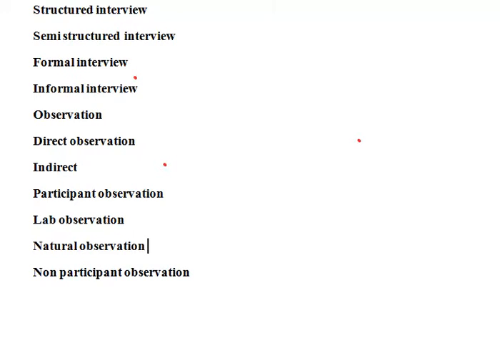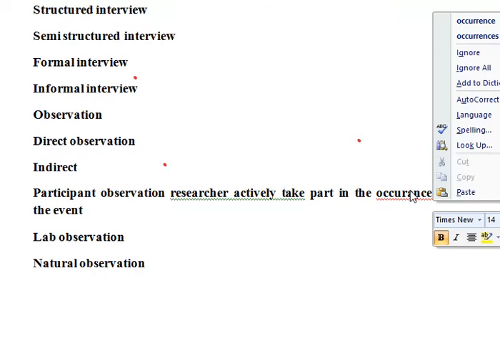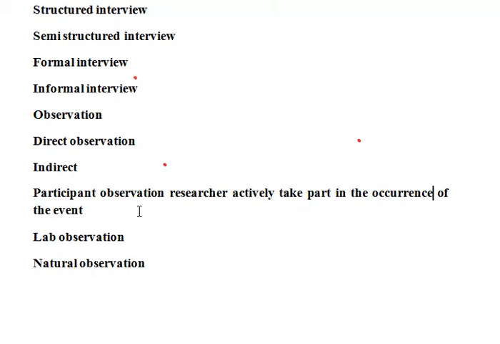Now I'm talking about participant observation. In participant observation, the researcher actively takes part in the occurrence of the event. Wherever the event is occurring, they become part of the event and its emergence.